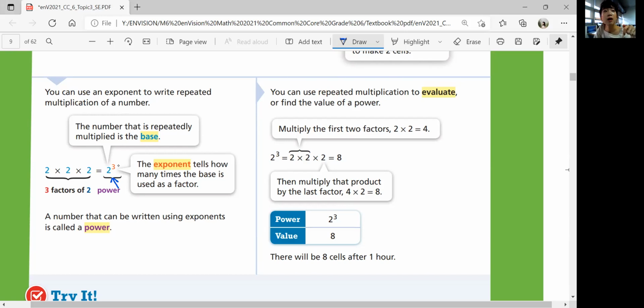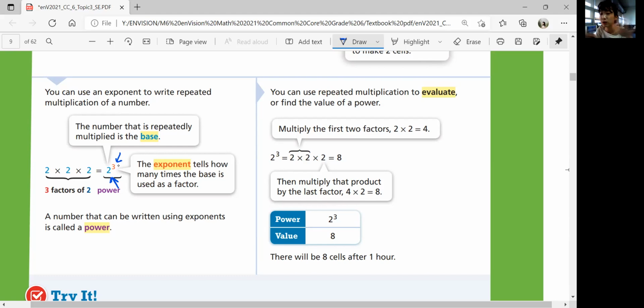So the 2 is called the base. The number that's actually being multiplied is called the base. The exponent is the little number on top. The exponent tells how many times the base is used as a factor. Okay, so you're not actually multiplying the exponent directly. It tells you how many times.